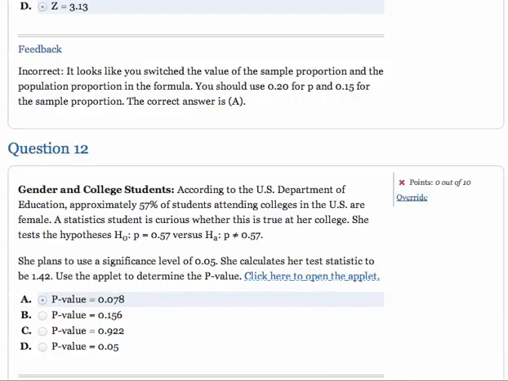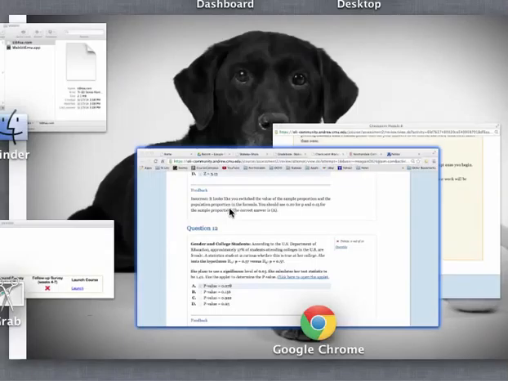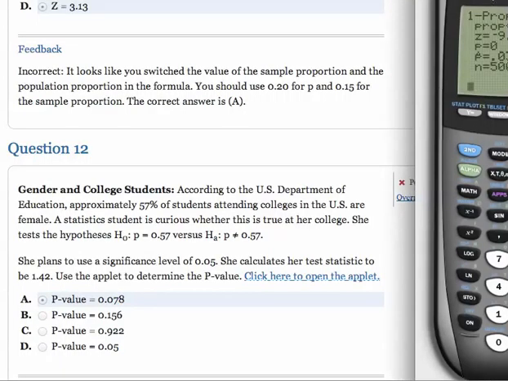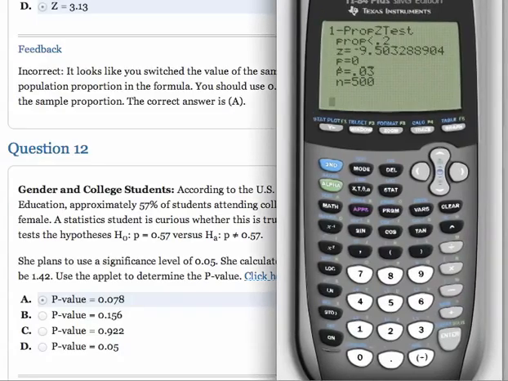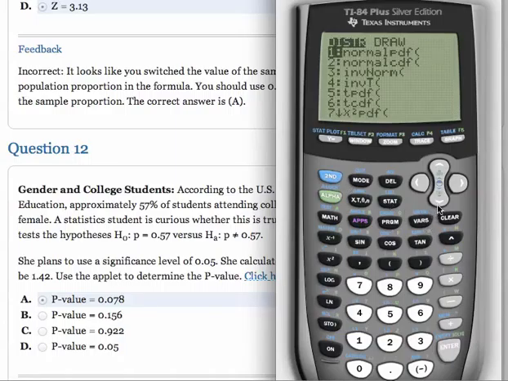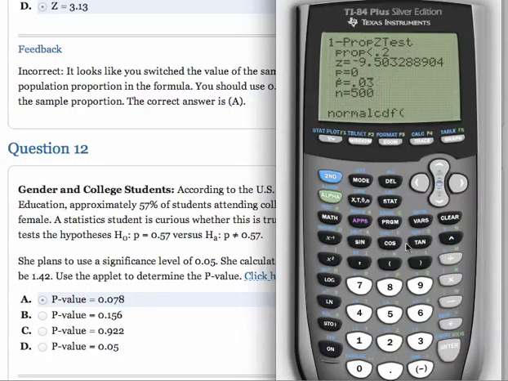let me get it here. Oh, I lost my calculator. I guess I must have closed it. Let me see if I still have it open here. Okay, here's my calculator. All right, so let's calculate that p-value. Okay, so if you use normal CDF, so we're going to go second dist, normal CDF, and it's a two-tailed test, so I'm going to go from my left bound, which is going to be 1.42, to infinity, which is 10 to the power 99.